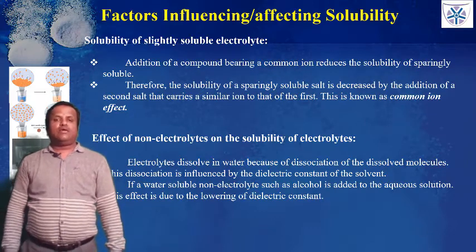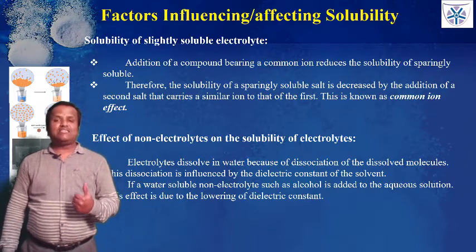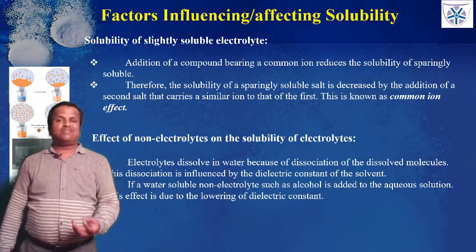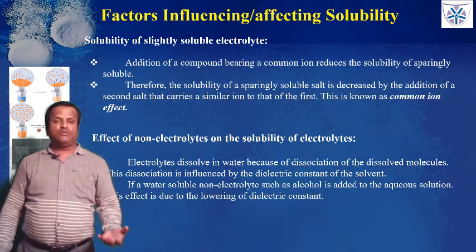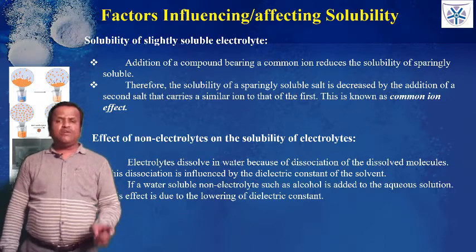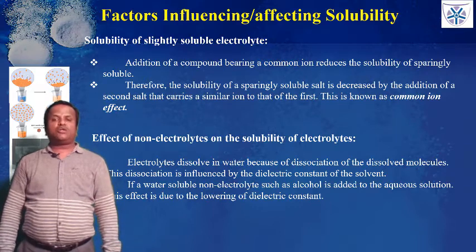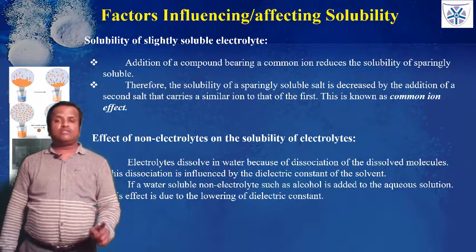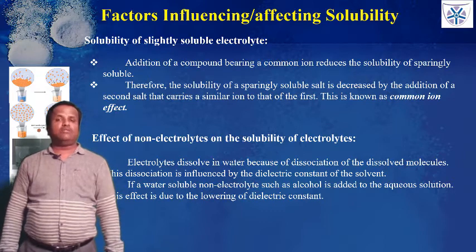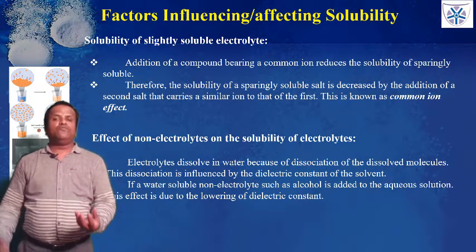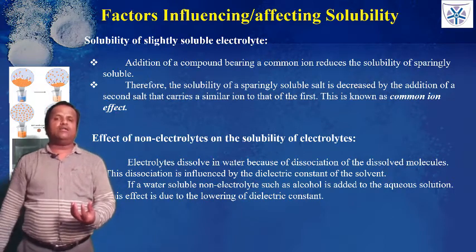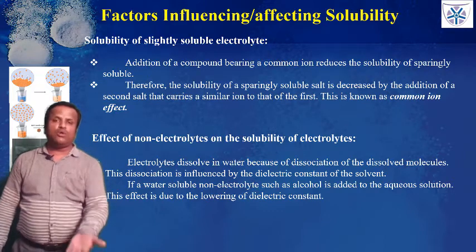Okay. The next topic is solubility of slightly soluble electrolytes. If the given electrolyte is very much less soluble, what do we have to do? Addition of a compound bearing a common ion reduces the solubility of the sparingly soluble electrolyte. Already the solubility is very low, and when we add another ion into the solution, the solubility will go down again.